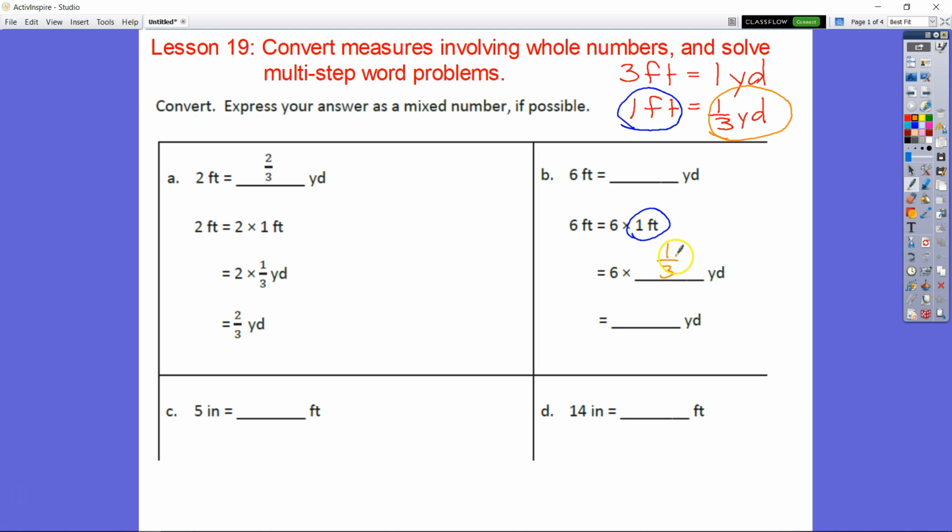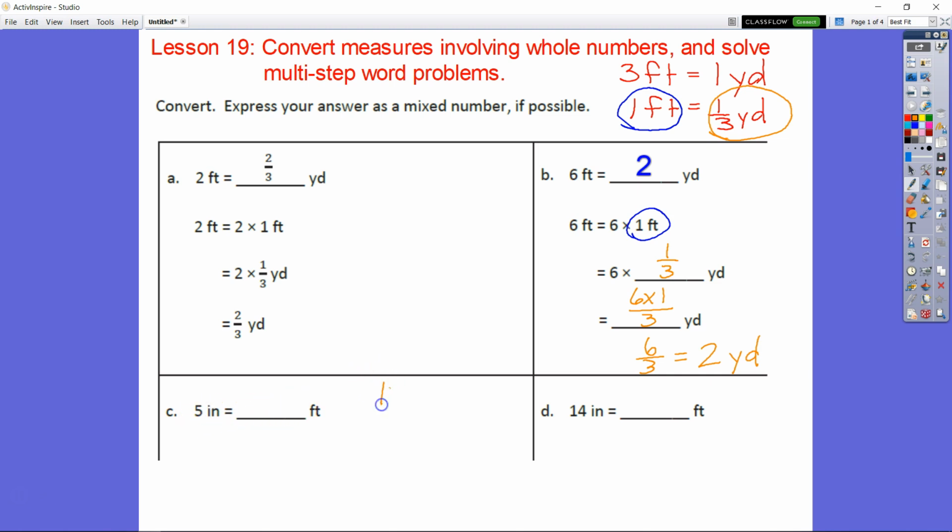So now we say, well, 6 times 1/3 of a yard is equal to 6 times 1/3, and that would be 6/3. 6/3 is equal to 2. Answer would be 2 yards. All right, we're going to jump right into C here. So 5 inches is equal to how many feet?